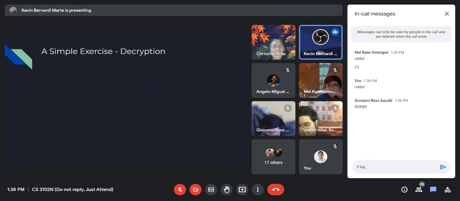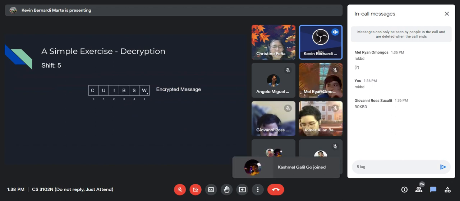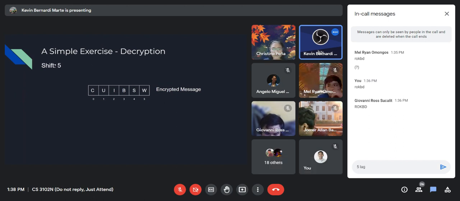So okay, decryption. Instead of shift five here, let's have a shift 10. Our encrypted message here is TUIBSW. So in decryption, you should be doing a shift left. With the encrypted message here and a shift 10, what would be the original message?